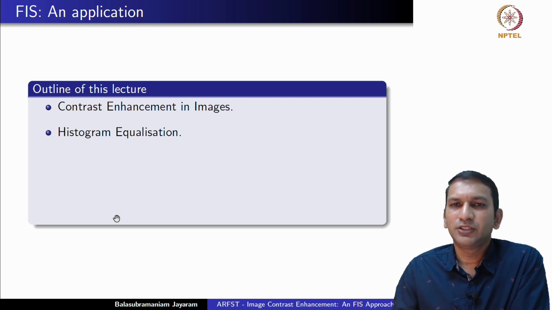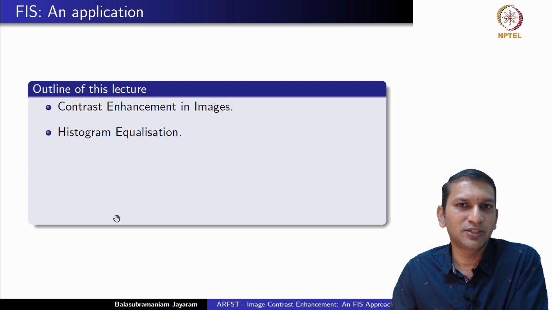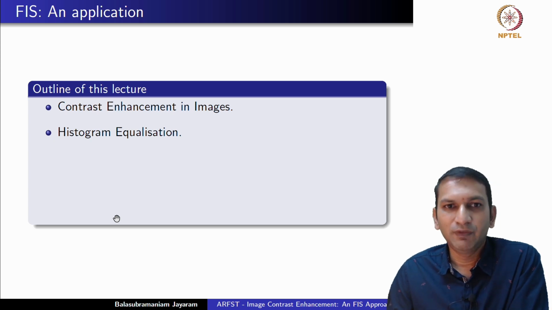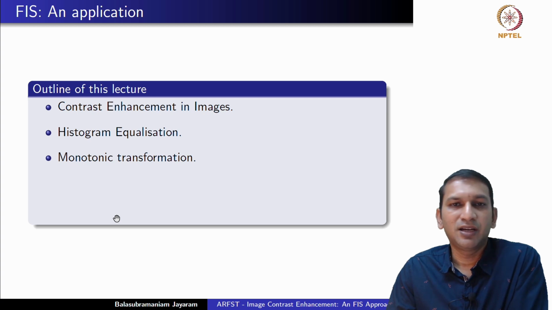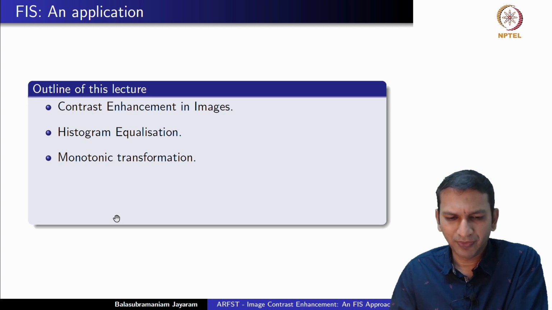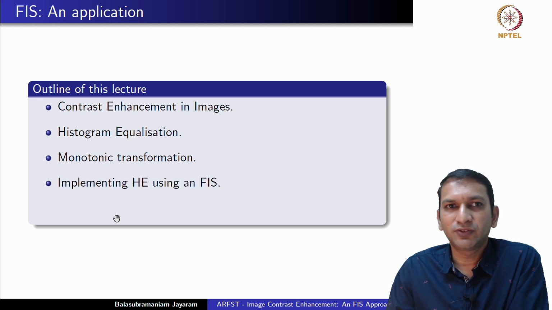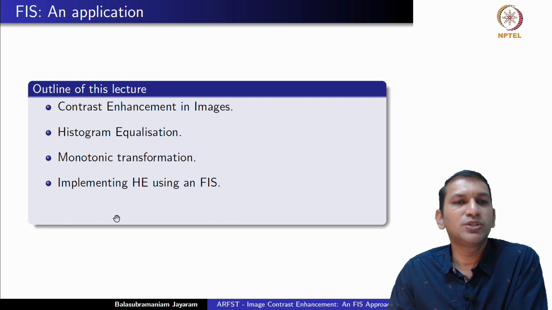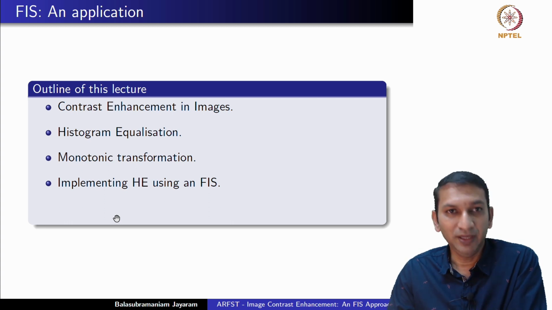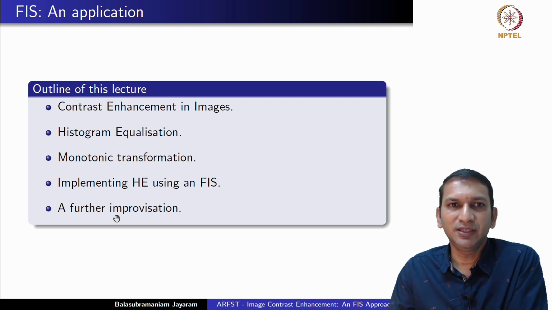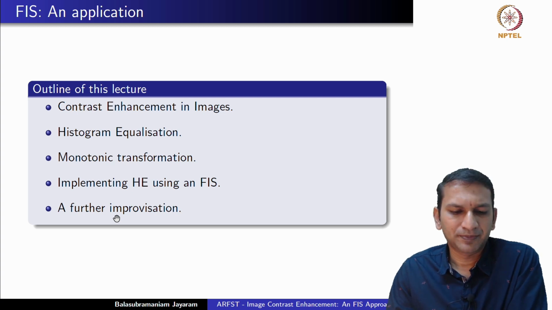A common method that is used, especially in the case of grayscale images, is that of histogram equalization. We will look at histogram equalization as a kind of monotonic transformation of the dynamic range of a given grayscale image. Seeing it as a monotonic system function, we will try to simulate this using a fuzzy inference system. We will compare the results. In fact, we will go one step further. Having seen it as a monotonic transformation, we might also be able to come up with further improvisation of the original fuzzy inference system and see the results that we obtain.